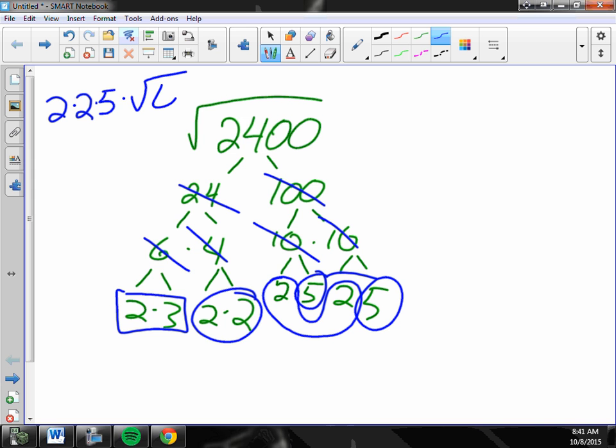Does that make sense? So 2 times 2 is 4, times 5 is 20, times the square root of 6. Or 2400 is the square root of 400 times the square root of 6. 400 is a perfect square. It's 20 times 20. Now, I didn't know that to begin with, but because of the answer, I can figure that out. All right. Watch this.